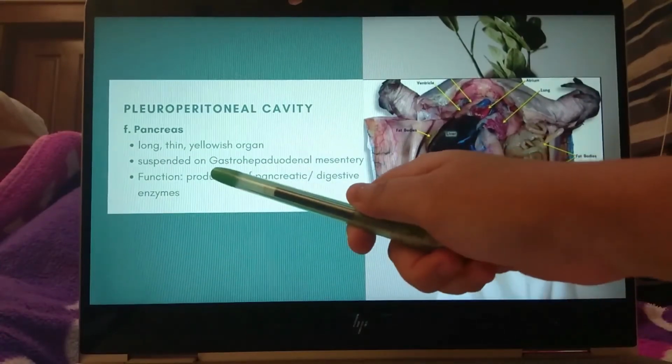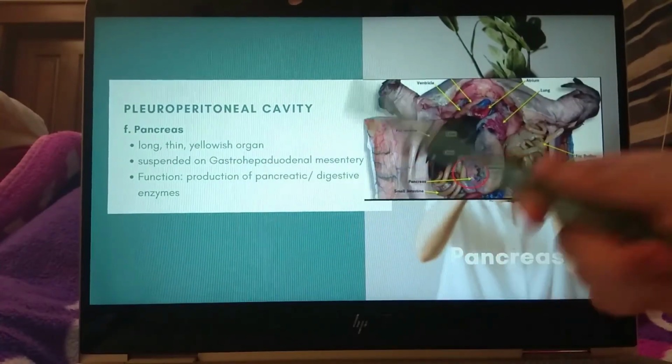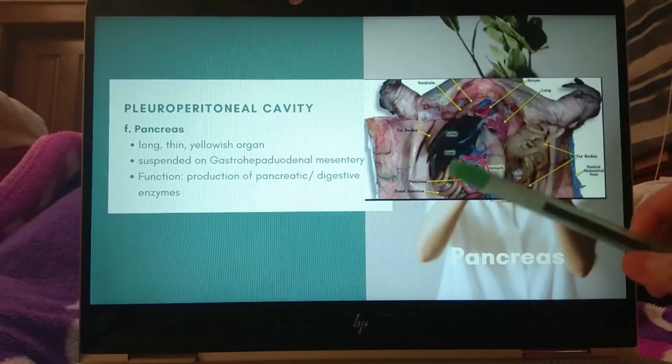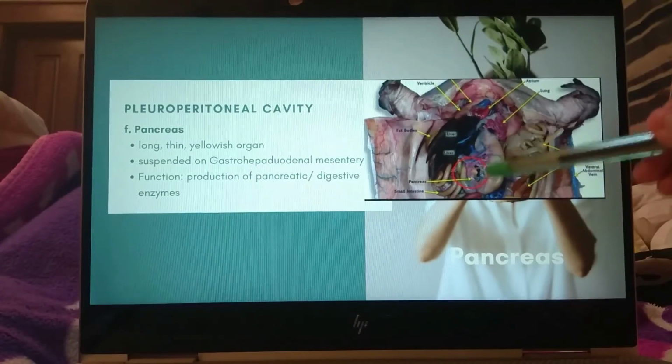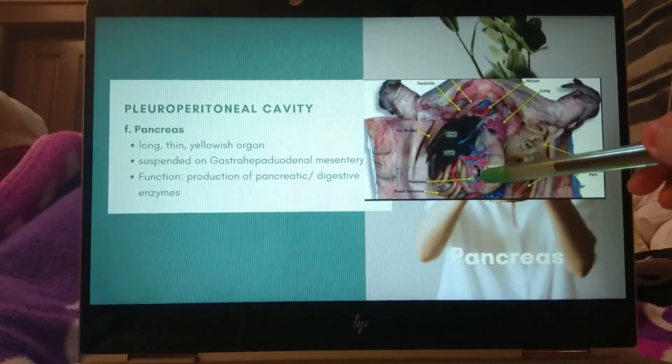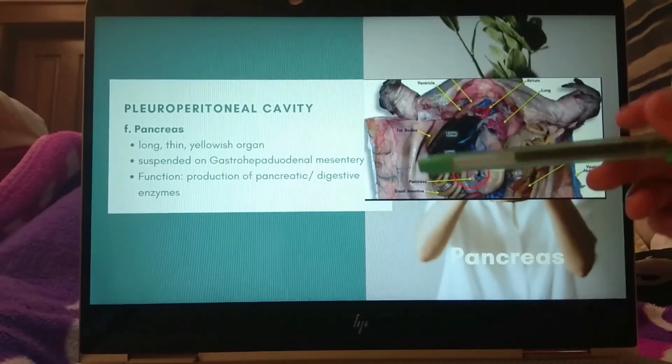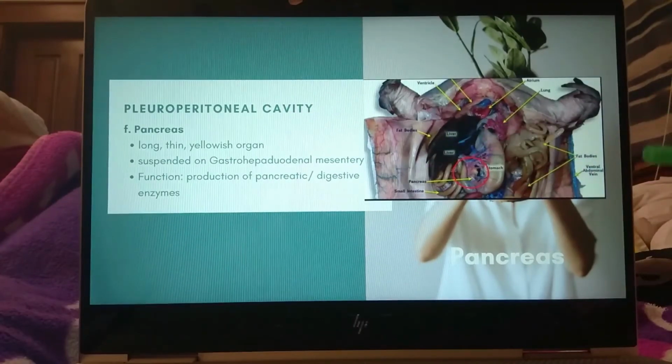This gastrohepaduodenal mesentery is what connects the stomach, the liver, and the small intestines. So here we have the pancreas, which functions in the production of pancreatic or digestive enzymes.